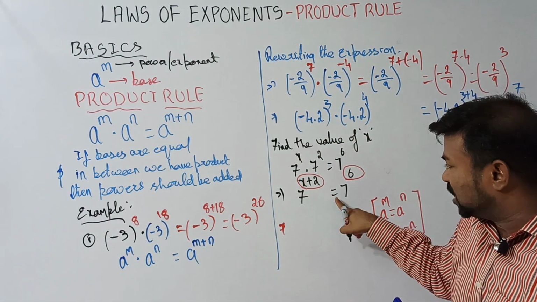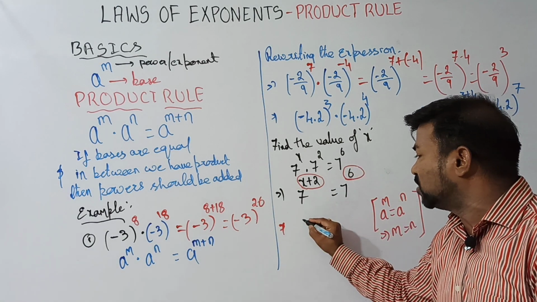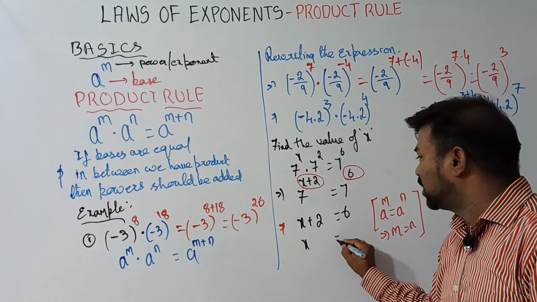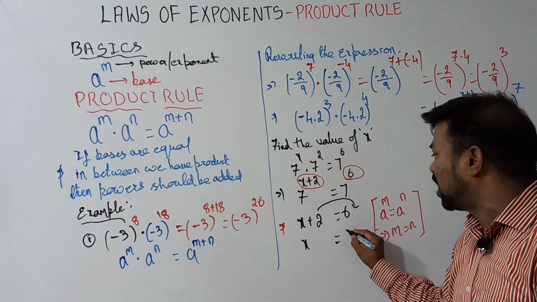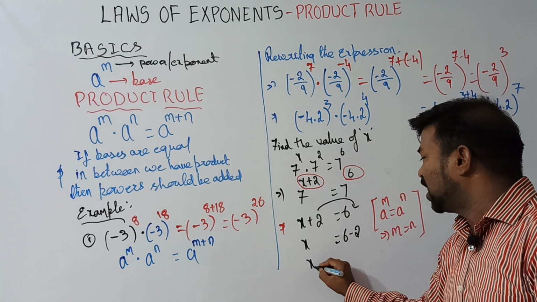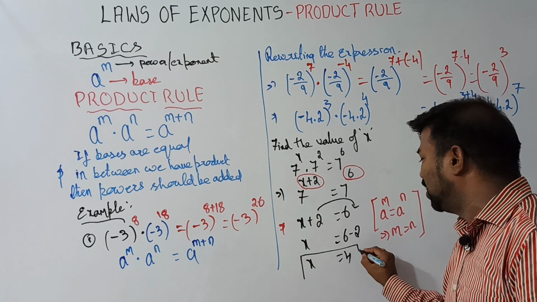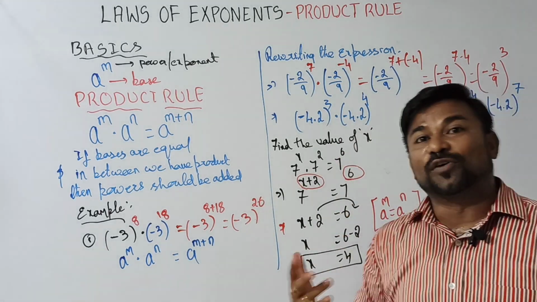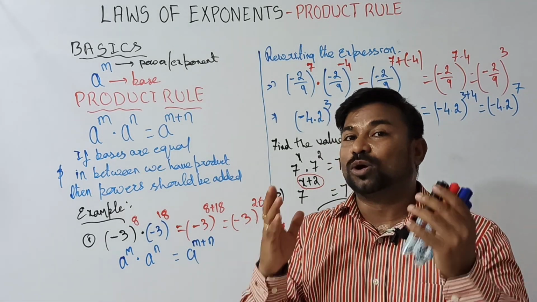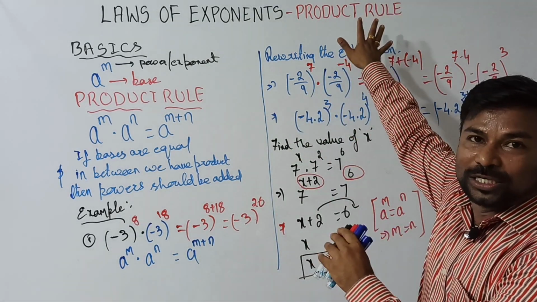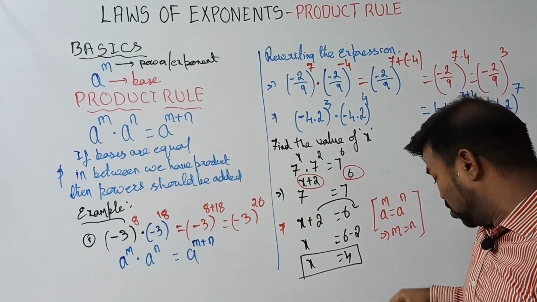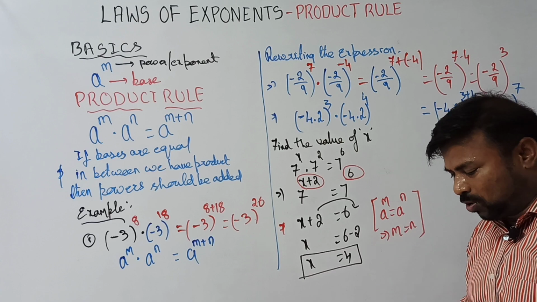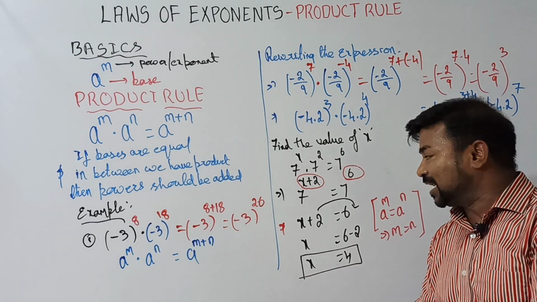Bases are equal, in between is the equals sign. Powers are also equal. x plus 2 equals 6. Now x equals, take 2 to the other side, 6 minus 2. x is equal to 4. Right? This is also one of the simplest ways to use the formula to find the value of any expression. So what is the formula we have used? Product rule, and we are finding the value of x there.